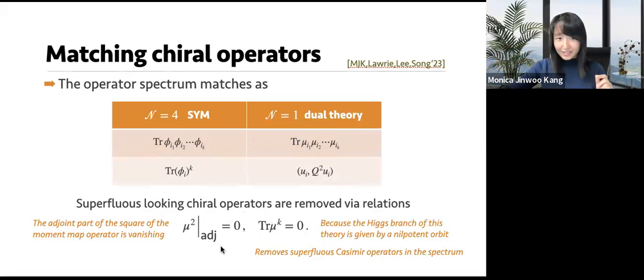And all the superfluous-looking chiral operators are removed by chiral ring relations of these two. What this says is that the adjoint part of the square of the moment map is vanishing. This is true because the Higgs branch of the theory is given by a nilpotent orbit. Thus this removes the superfluous Casimir operators in the spectrum.